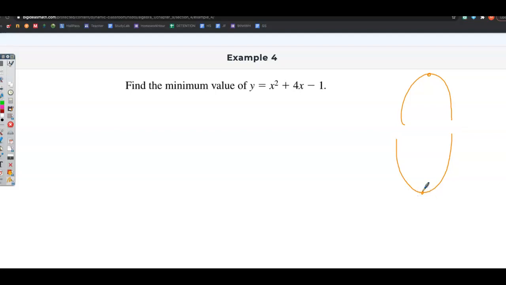So looking here, without reading the directions, do I have a maximum or minimum value? I have a minimum, because it's opening up. It's going to be that or higher, right? I just always think that.